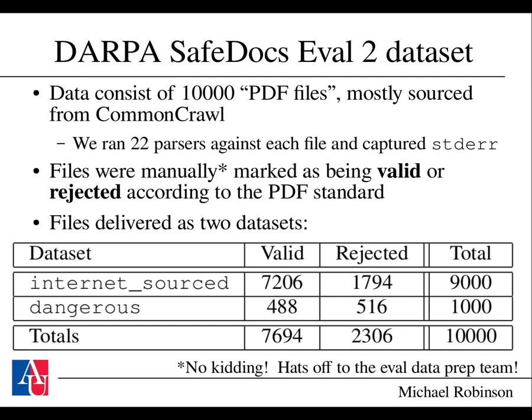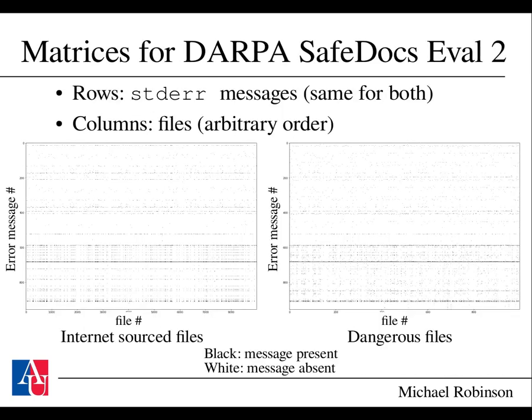And the files were given to us as two data sets: the internet-sourced data, which, as you might imagine, is majority Common Crawl, as well as the somewhat ominously named dangerous files. You can see there are a lot more internet-sourced files, 9,000 versus 1,000 dangerous files. The vast majority of the internet source files are valid, and about half of the dangerous files were rejected. Okay, so let's see what this data looks like and how we can analyze it.